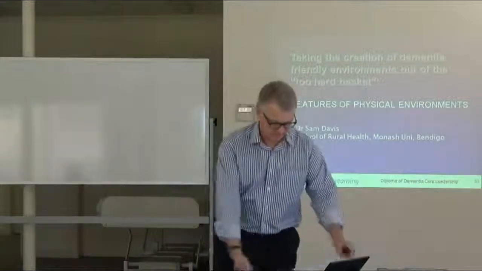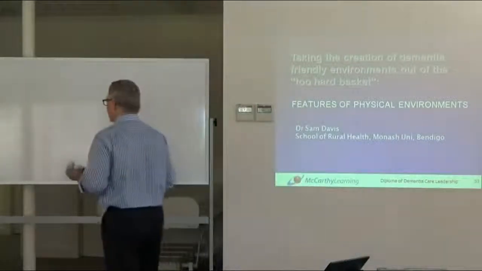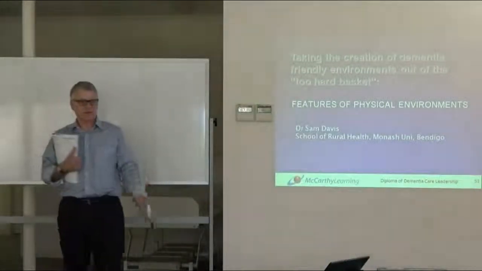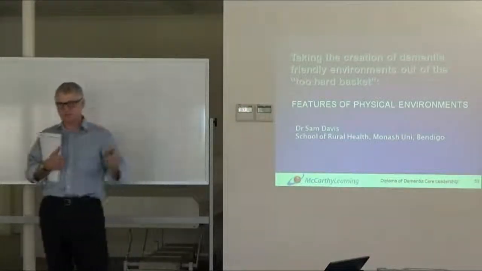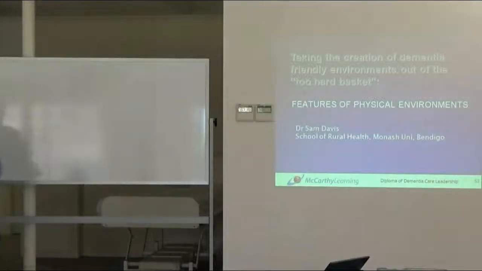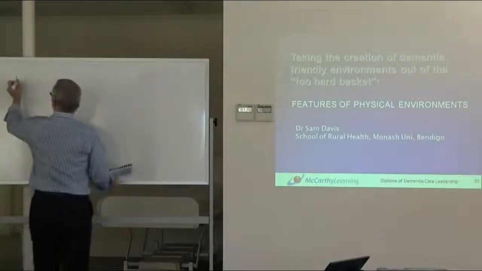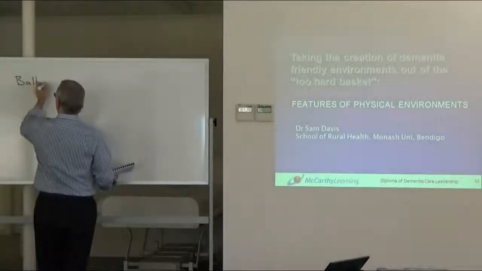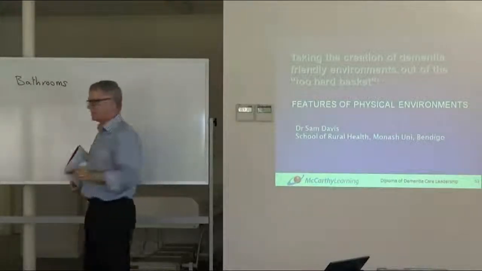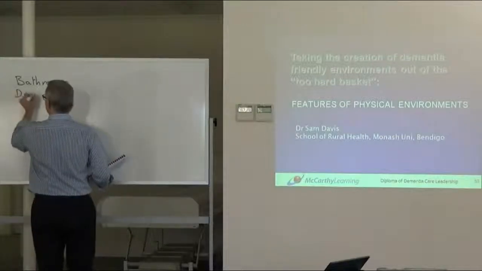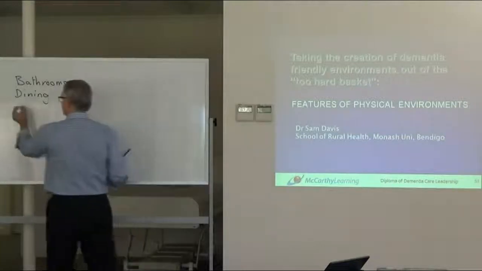Now let's think about the physical environment types. You've got 7. Let's see if we can make a list. What are the 7? Let's see if we can identify different types of physical environment. Think about spaces. What spaces come to mind? Bathrooms. Okay. Yep. What else? Dining. Yep. And lounge.